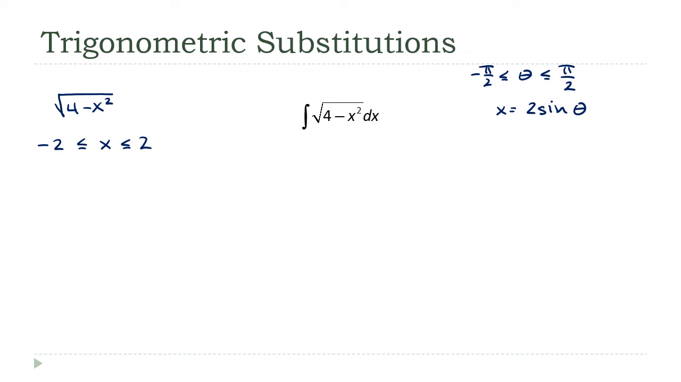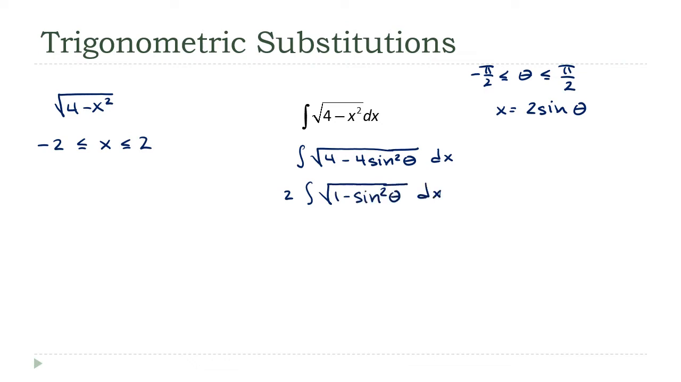So if we do that, let's see what happens. This is the integral of the square root of 4 minus 2 sine theta squared, so that's 4 sine squared theta. I'm going to leave the dx. We'll need to put d theta there. I'm just going to leave the dx for now. So I'm going to pull out that square root of 4 and then make it 2. So this is 2 times the integral square root of 1 minus sine squared theta dx. Now 1 minus sine squared theta, that's cosine squared theta.